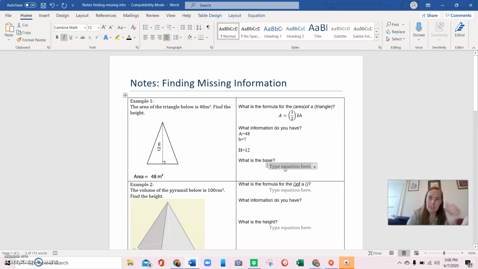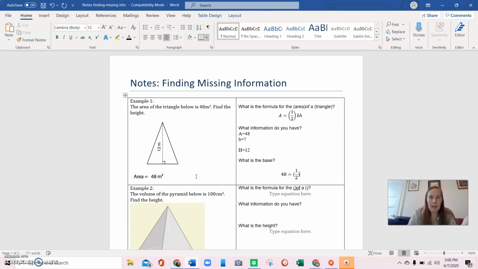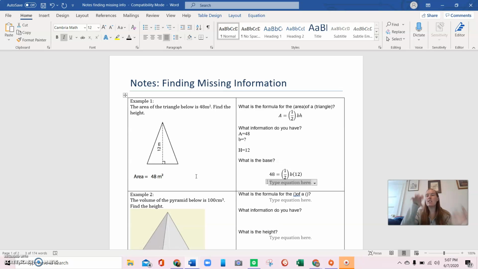So now what I'm going to be doing is plugging in what I have. Instead of the A from up here, I'm going to be writing 48 equals, then again I have 1/2, then my base, I don't know my base, so I'm going to put B, times my height, which is 12. I just plugged in the information I had. So now we're going back to algebra. We're going to be solving for B.